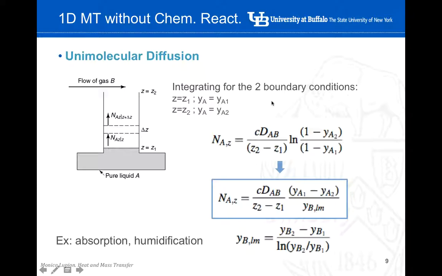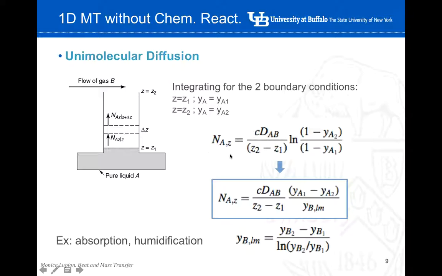We can solve the problem just by applying the boundary conditions. In this case, when zeta is equal to zeta 1, the molar fraction is equal to the molar fraction 1, and when zeta is equal to zeta 2, the molar fraction is equal to a different value. If we directly integrate the previous equation and apply these two boundary conditions, the solution is indicated here.